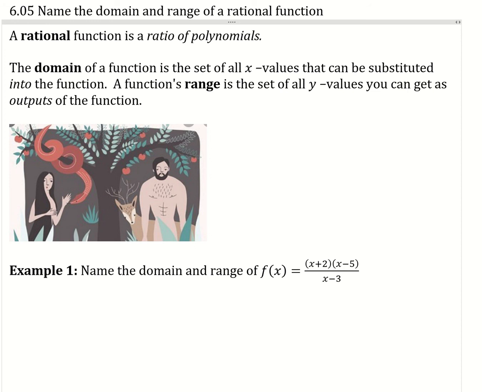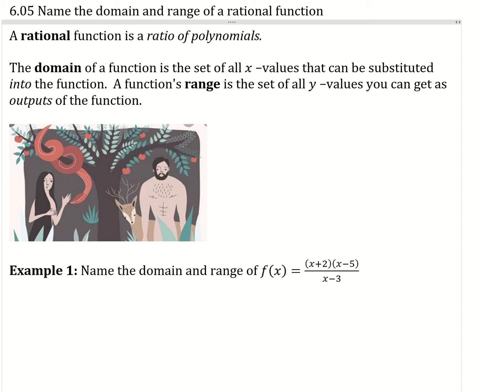Today we're going to look at the domain and range of rational functions. Keep in mind rational functions are ratios, they're fractions with polynomials in the numerator and denominator. The domain is a description of what you can put into this function, what's going to give you a valid output. And the range is, well, what kinds of outputs are you dealing with here?